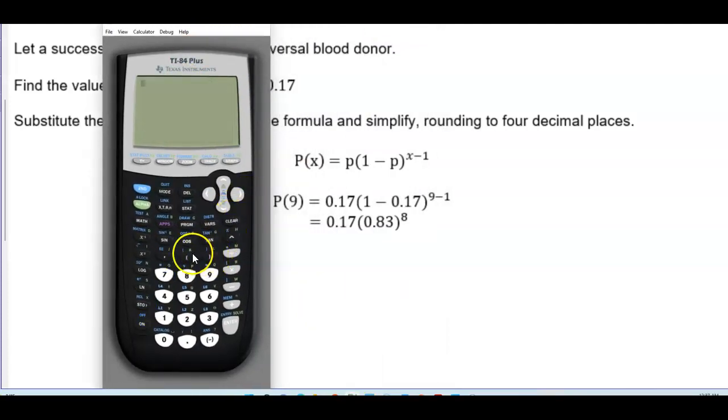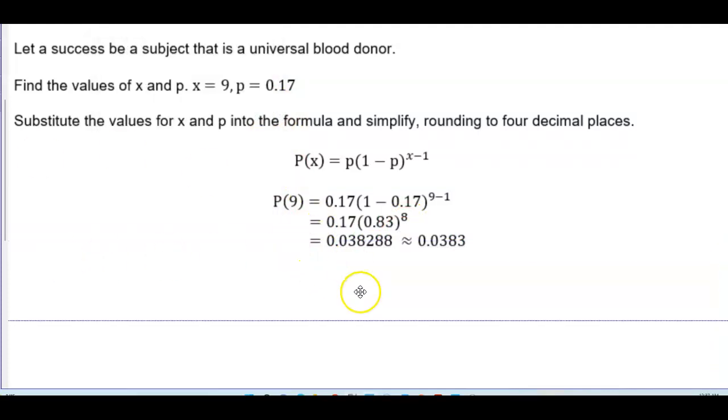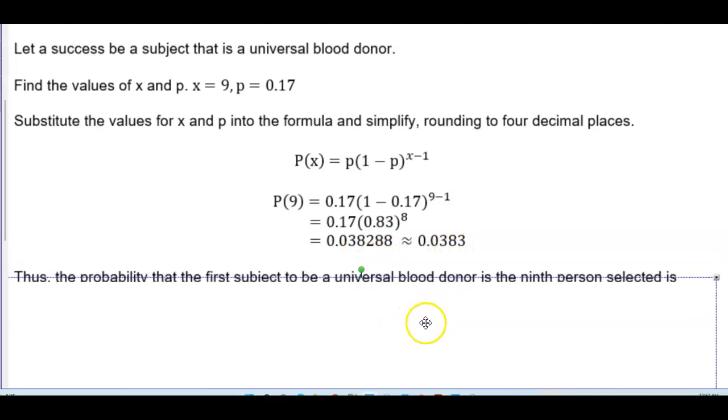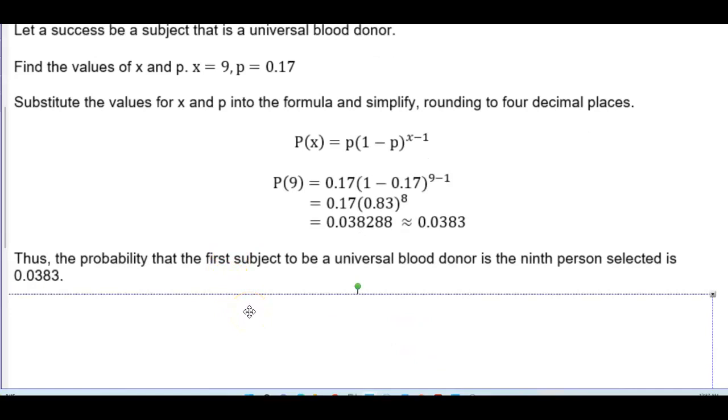We're going to take parentheses, 0.17, close the parentheses, times 0.83, and then we're going to raise it to the power of 8, and that's going to give us this result here. So once we simplify that, we get 0.038288, and rounding it to 4 decimal places gives us 0.0383. Thus, the probability that the first subject to be a universal blood donor is the 9th person selected is 0.0383.